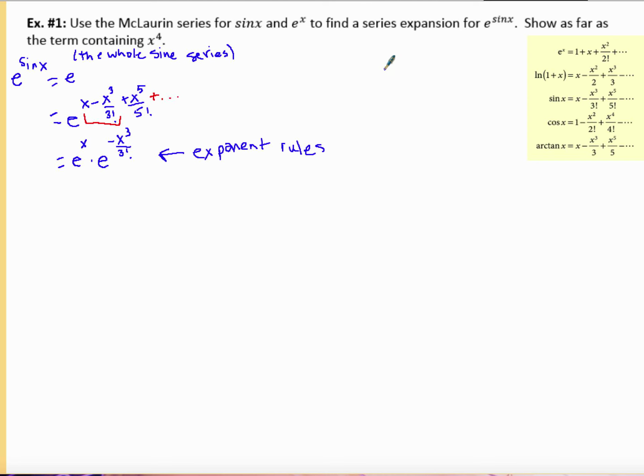Just like a little reminder, if you have x to the second power times x to the fourth power, we get x to the sixth power. I'm just going backwards here. Here we've got x to the sixth power, and I'm breaking it up so that I've got x to the second power times x to the fourth power, or rather in this case, e to the x power times e to the negative x cubed divided by 3 factorial power. Just using exponent rules, we were able to expand this out. And this is a product, so we can actually multiply these two series together.